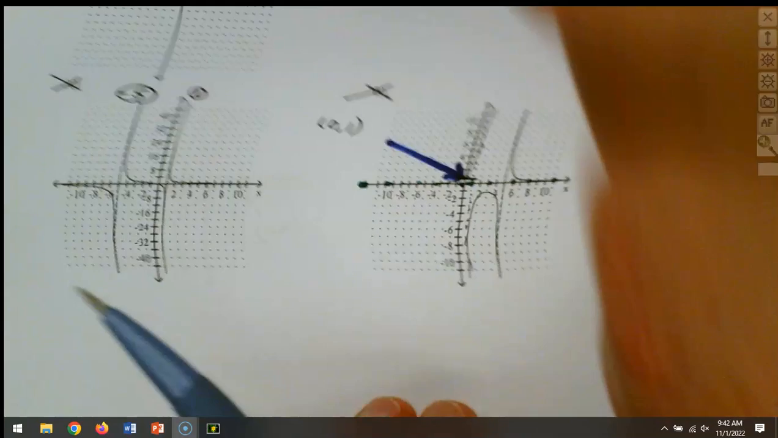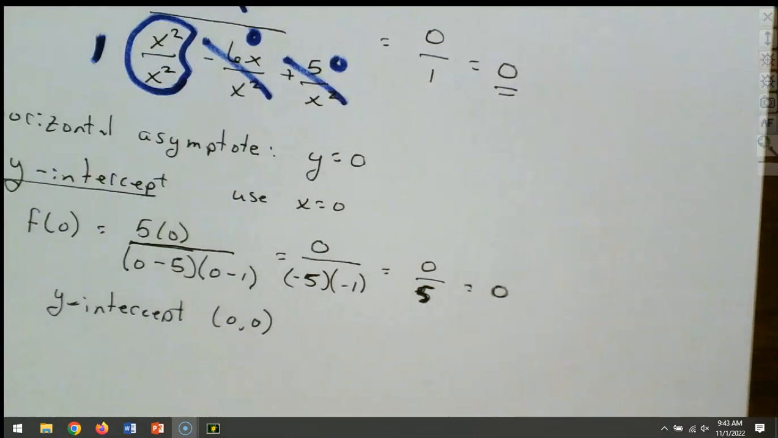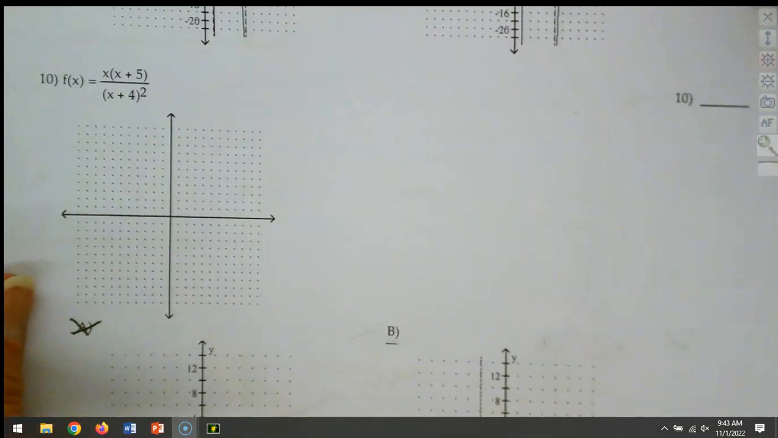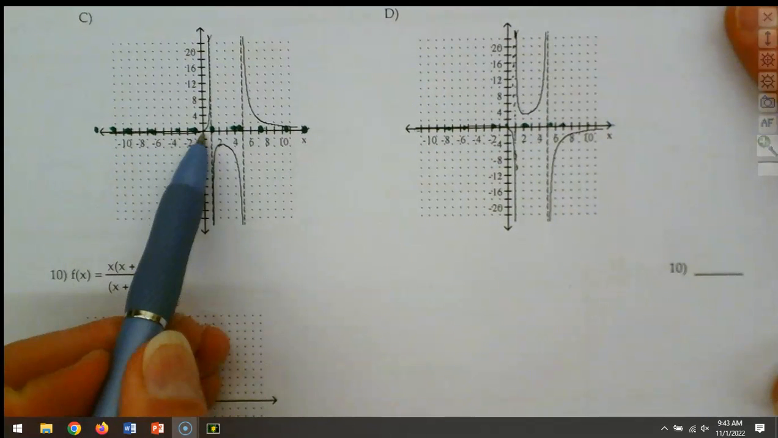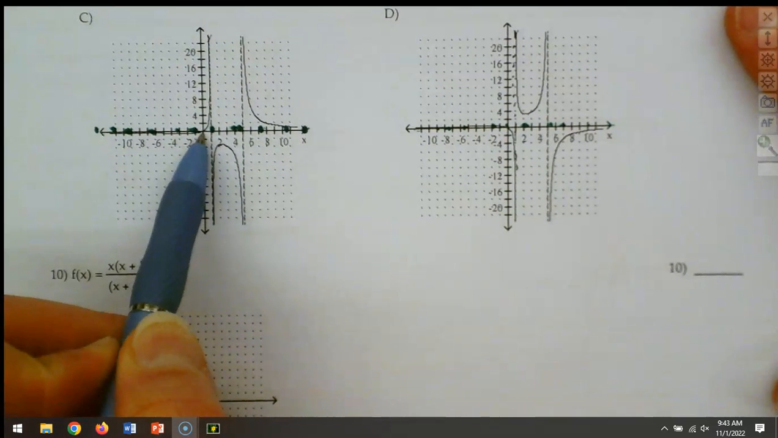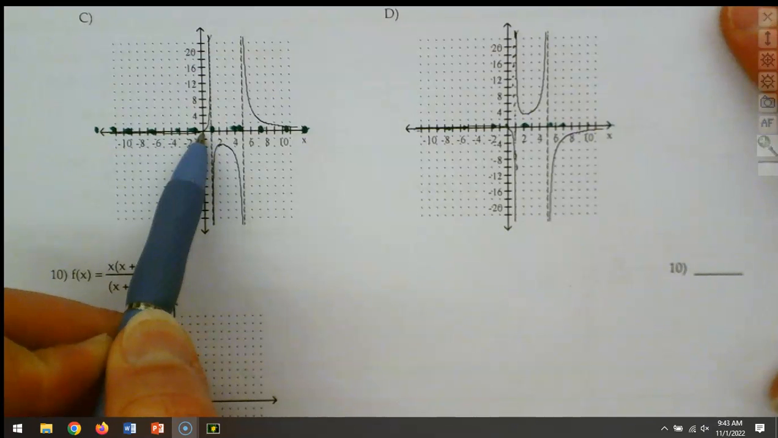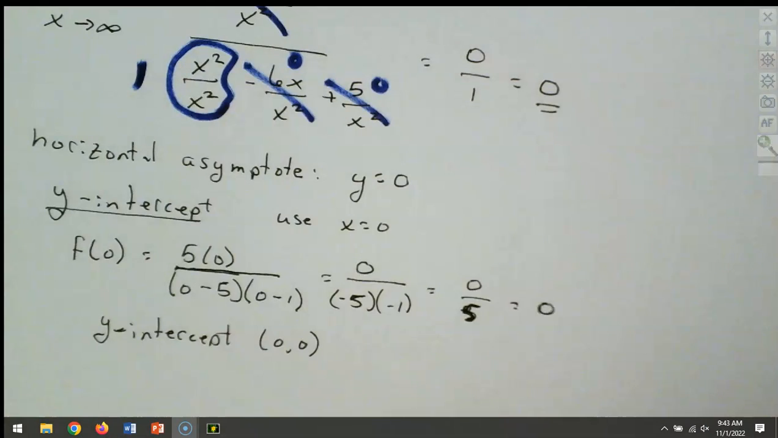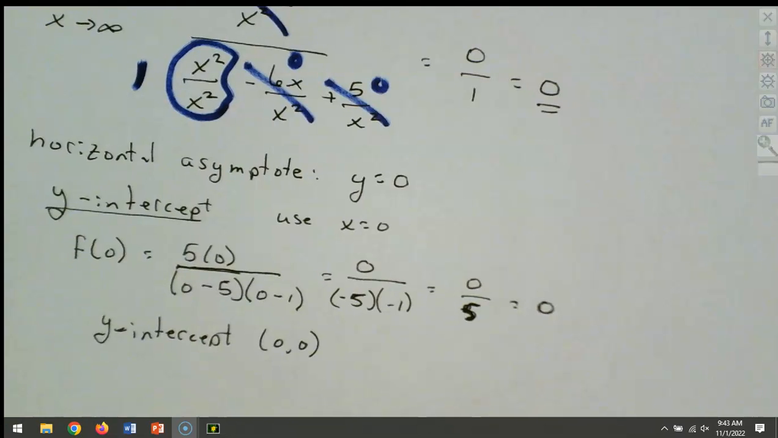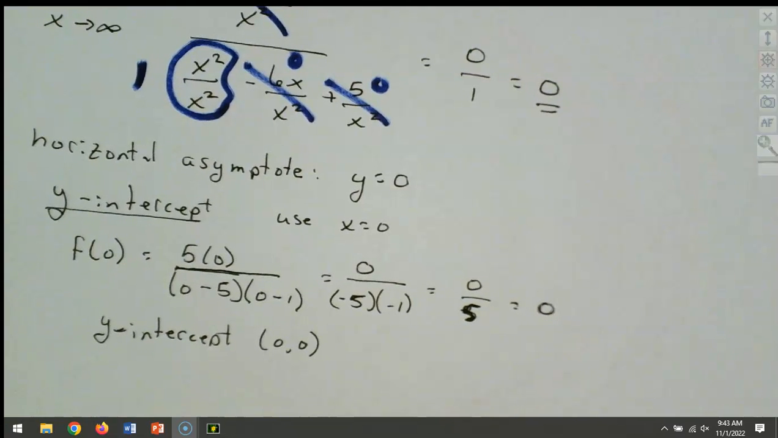Let's see about C and D. See if we can eliminate either one of these. All right, well, it looks to me like C still works because it still has 0, 0, doesn't it? And same thing with D. So we're now down to 2 choices. Okay, now we'll move on to the next step. And we just keep going until we can finally graph our equation here.